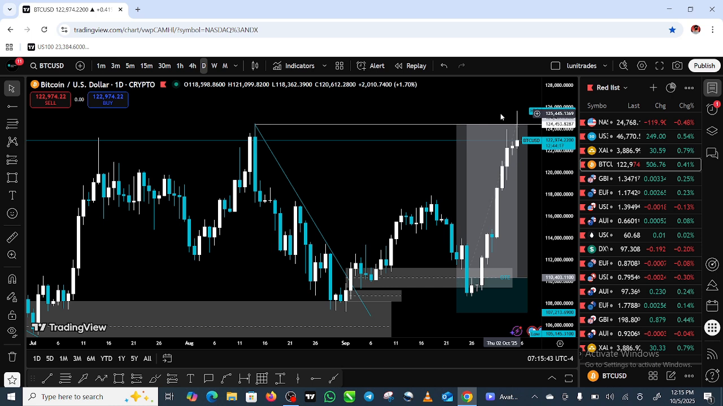So I guess that's all for the trend line breakout retest. It's a very good strategy to incorporate in your trading and use it mainly as confirmation. Use it as confirmation.